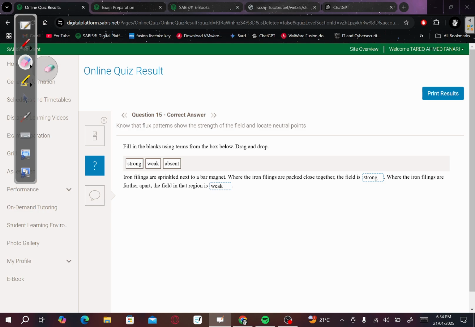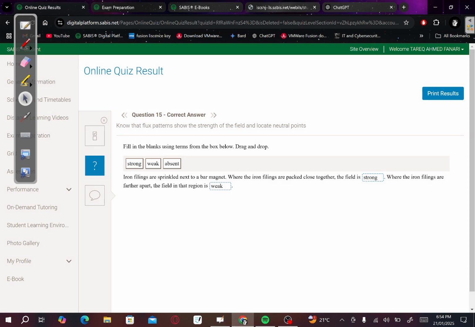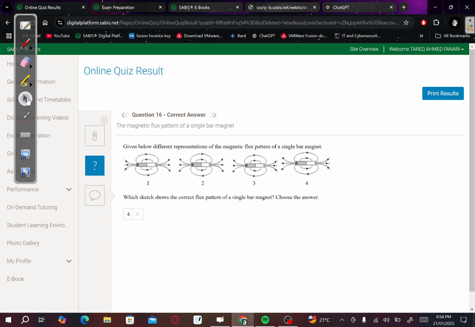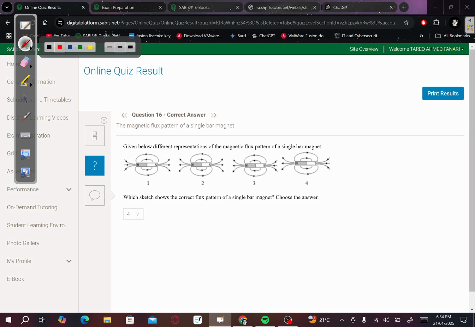Basically, as the distance between the poles and the actual magnet increases, there are fewer filings, the field is weaker, and there's more space between them. Okay, now which of the following shows the correct flux pattern?